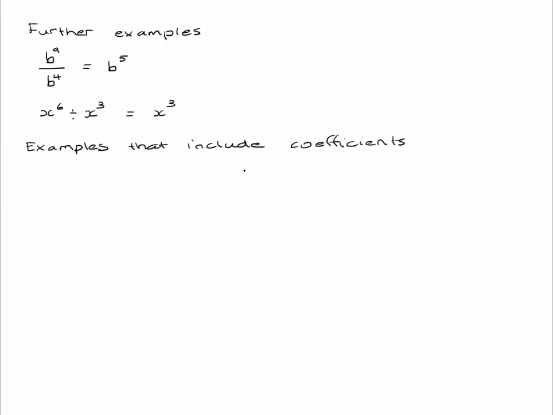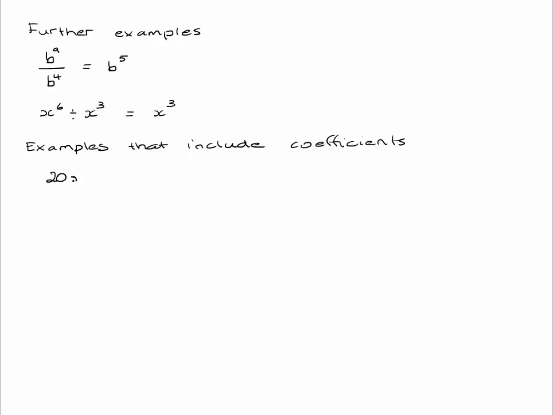Let's look at some further examples. b to the power of 9 divided by b to the power of 4, and x to the power of 6 divided by x cubed. So have a look at those yourself and come back. So b to the power of 9 divided by b to the power of 4 is b to the power of 5, and x to the power of 6 divided by x cubed is x cubed, because 6 minus 3 is 3. Some examples that include coefficients.